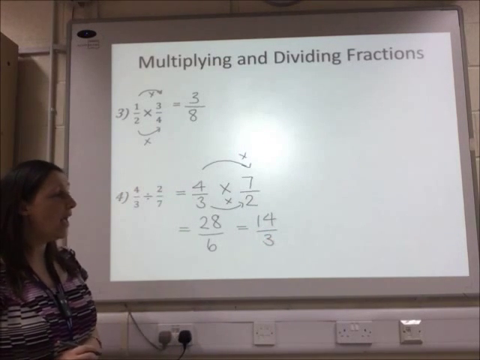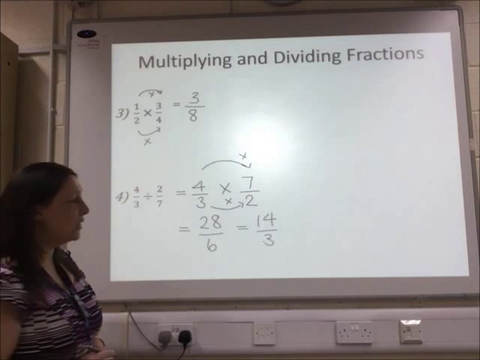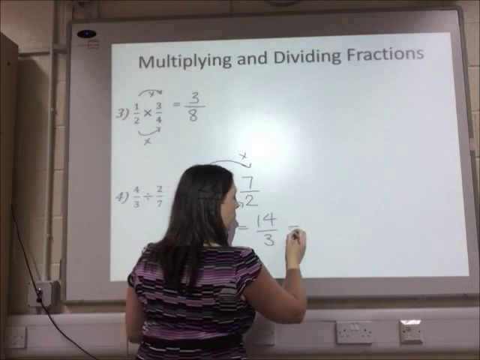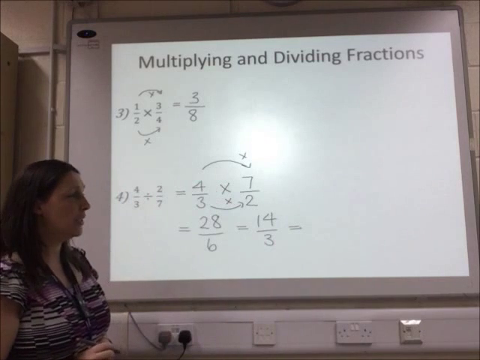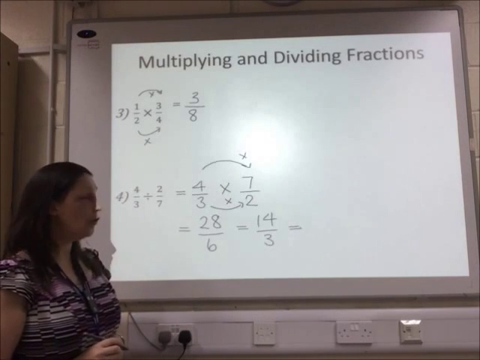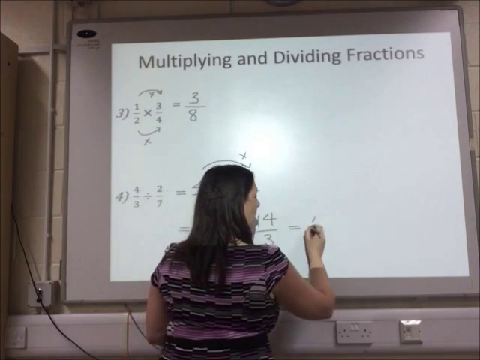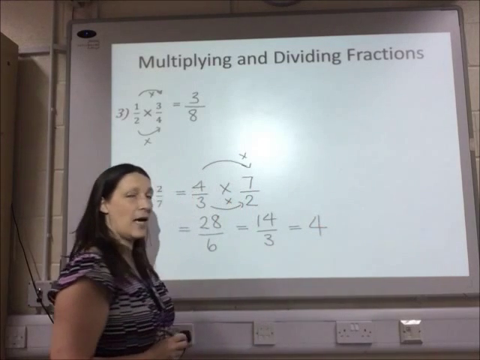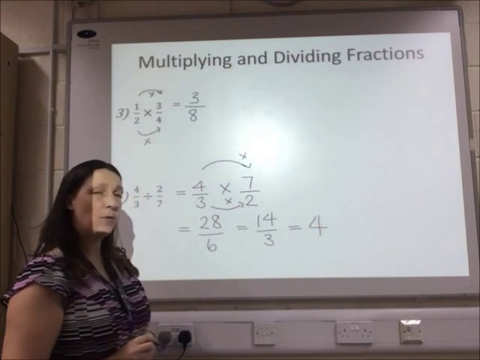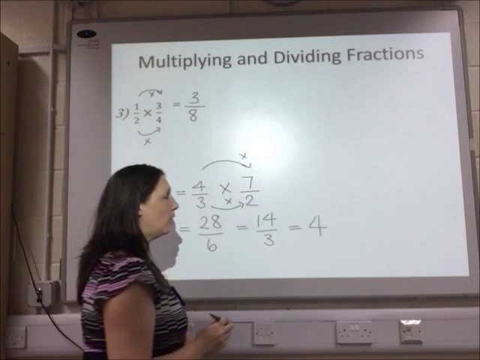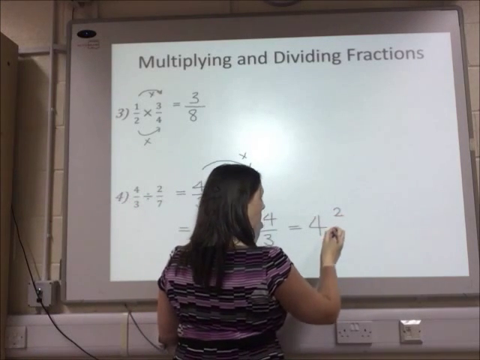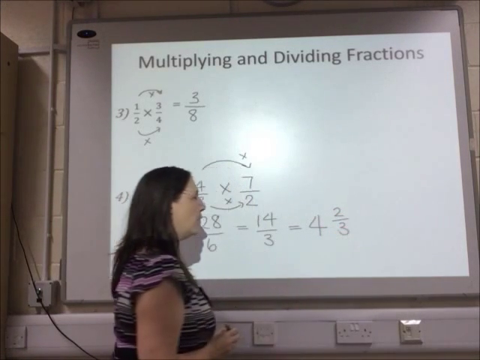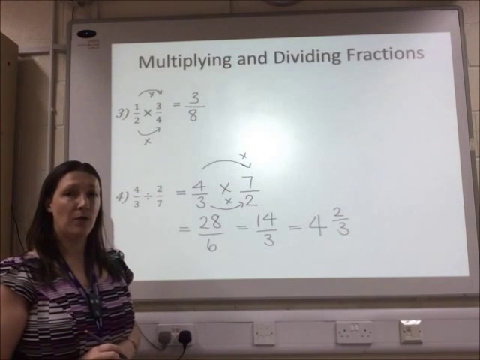This is now a top-heavy fraction that can be changed into a mixed number. How many times will 3 go into 14? Well, 3 times 4 is 12. And so 4 is our number. Because we want 14 and we only have 12, we have 2 left over out of our original 3 that was on the bottom of our first fraction.